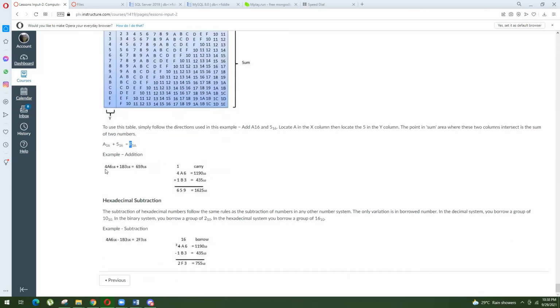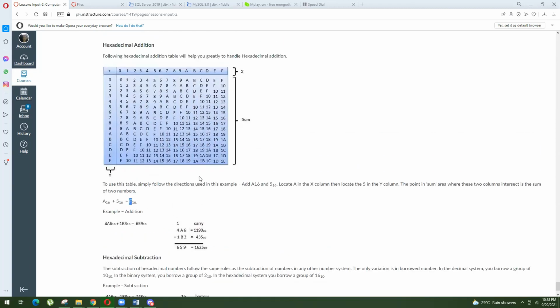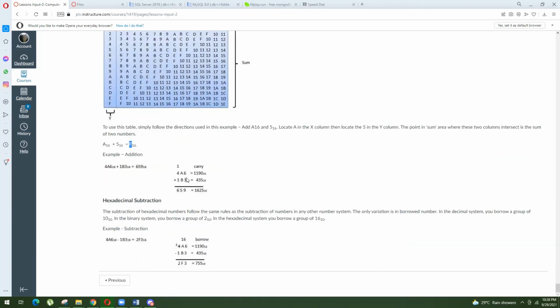In this example, we have 4A6 plus 1B3. 6 plus 3 is 9, A is 10 plus B is 11. So that is equivalent to 21.